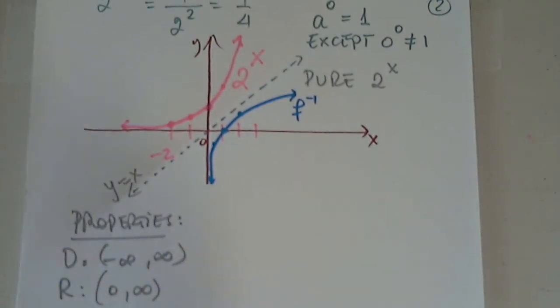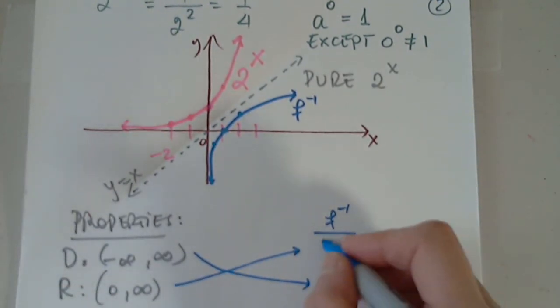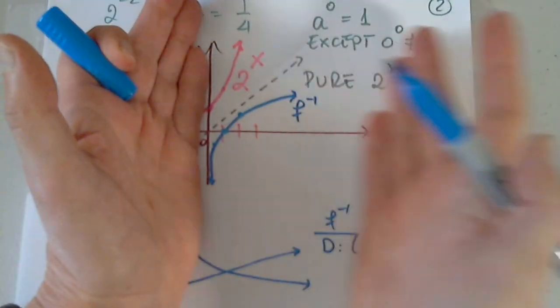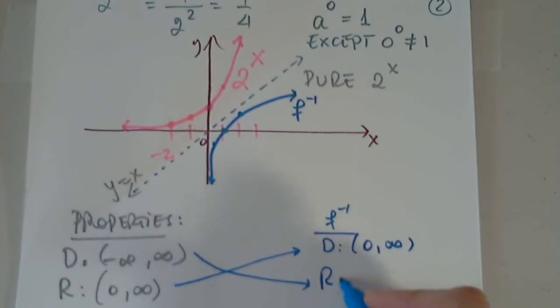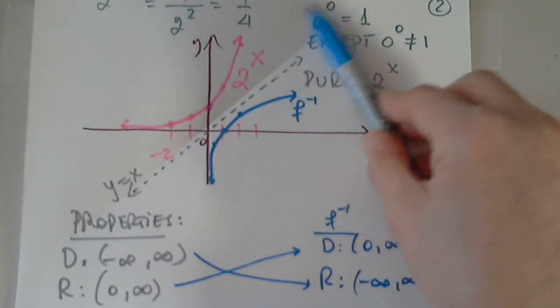Now, for the inverse function, since I have it right here, remember the two are reversed. The domain of the function will be 0 to infinity as you see it, and the range will be from negative infinity to positive infinity.